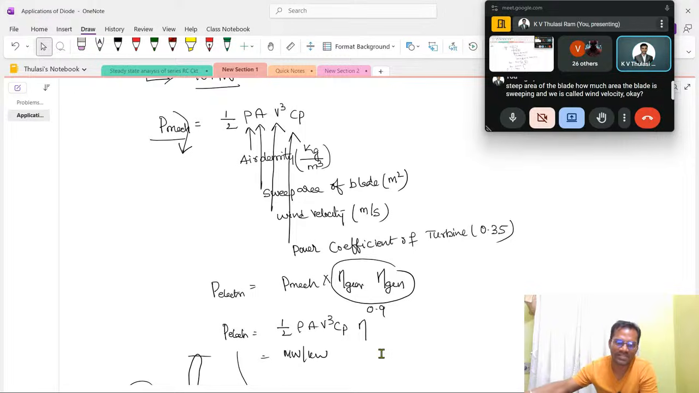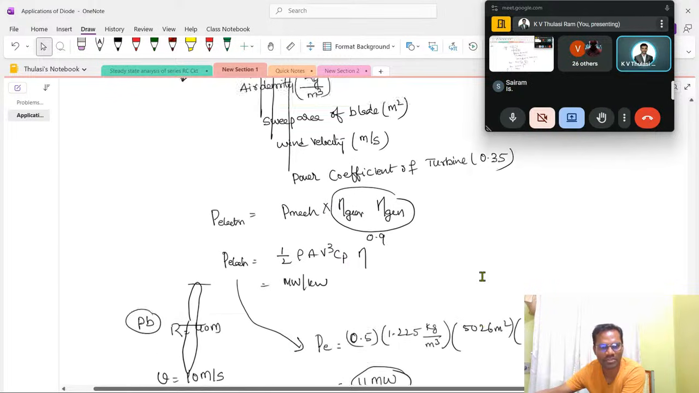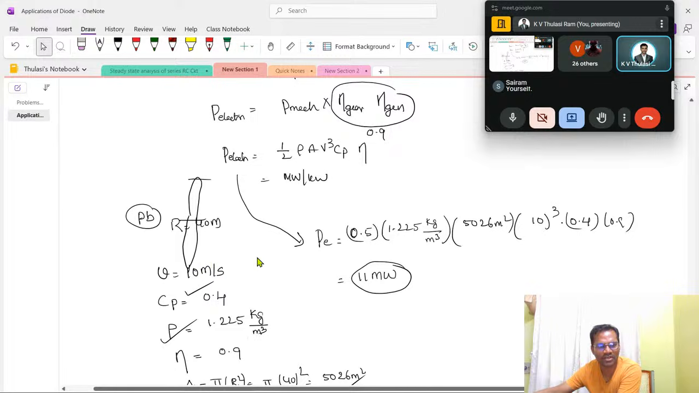And what is Cp? Cp is called the power coefficient of the turbine. Generally these turbines will have 0.35. When you multiply all these values, then you are going to get the electrical power generated by our turbine.